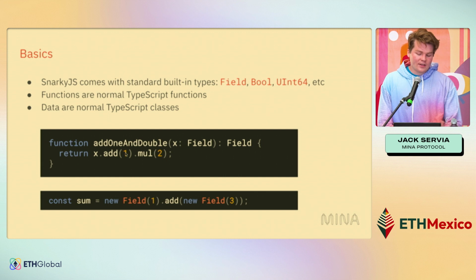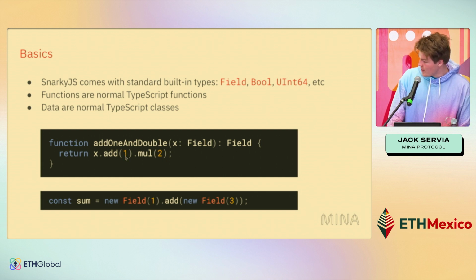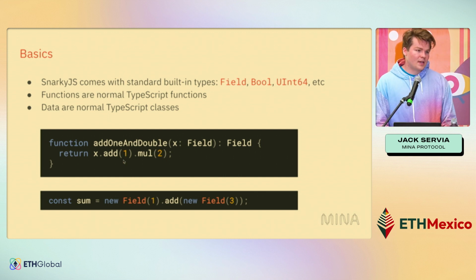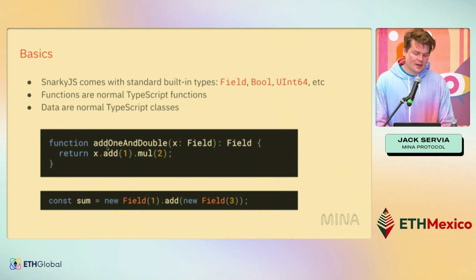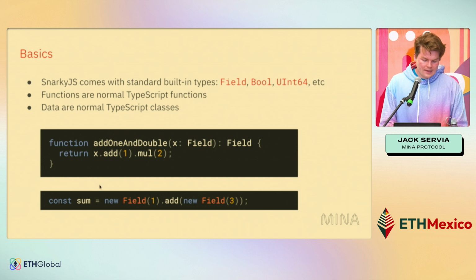When we pass in a 1 here, you can see, this is just a normal JavaScript 1, and it gets promoted into being a field element of value 1. This looks a little bit weird, but in practice, it actually ends up just being very elegant. This kind of chaining API is something that lots of people have told us they like, and I've also kind of grown to like it.